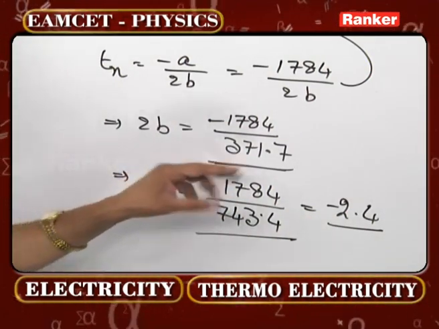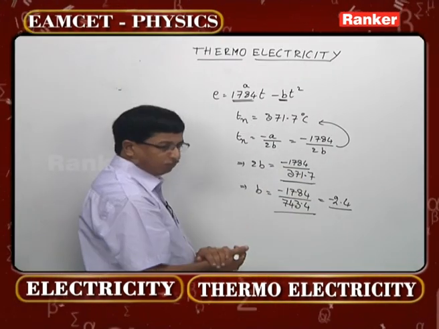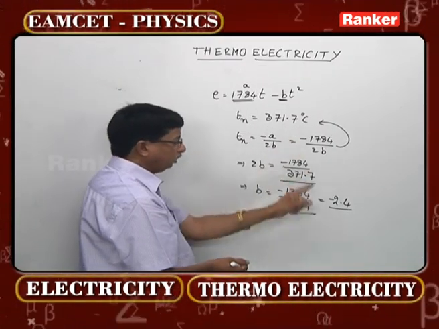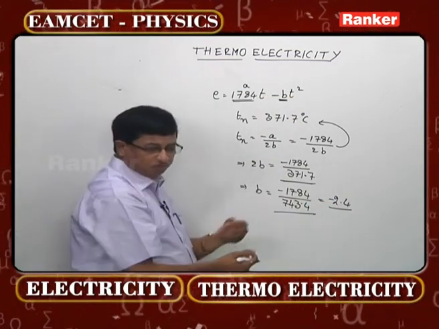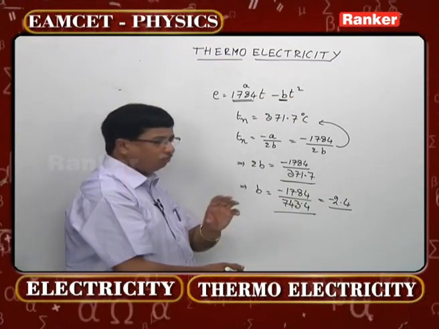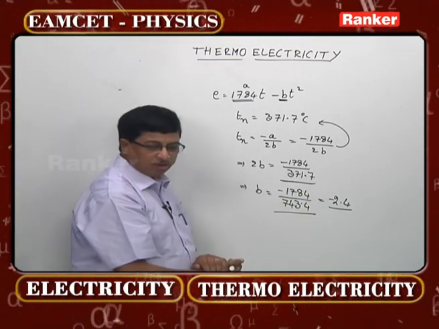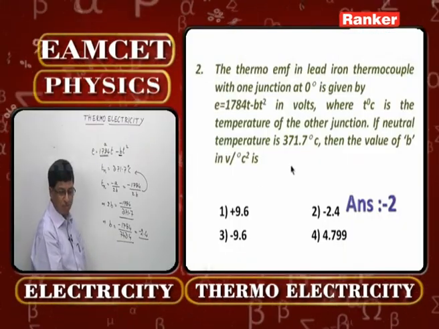So what is the value of B now? It's minus 2.4 over here. That is actually the concept. Already the minus sign is here, so you can directly take this one as 2.4 also. But according to the values given, you just have to go for the second option for this question number 2.